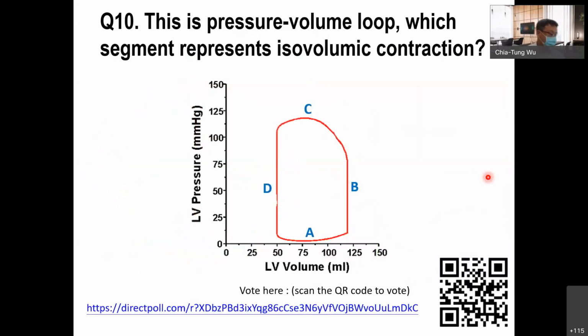And this is a little bit difficult, and this is the pressure volume loop. The pressure volume loop is relatively difficult to understand, but I will still explain to you. Before I explain, which segment represents the isovolumic contraction I just talked about? Segment B, C, D, or A?